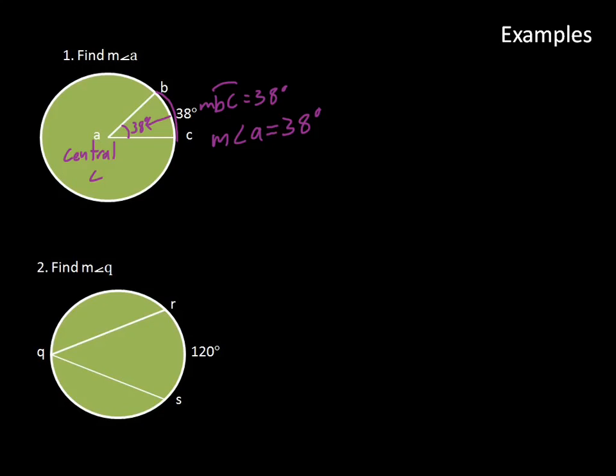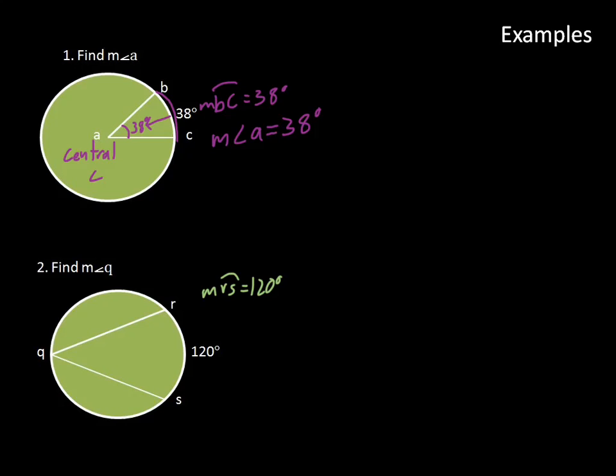Number 2, find the measure of angle Q. Angle Q is this one here. And we have the measure of arc RS is 120 degrees. So what we have to do is figure out what kind of angle this is in here. This angle here looks like an inscribed angle to me.